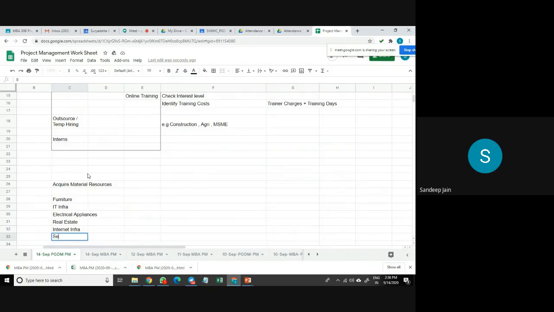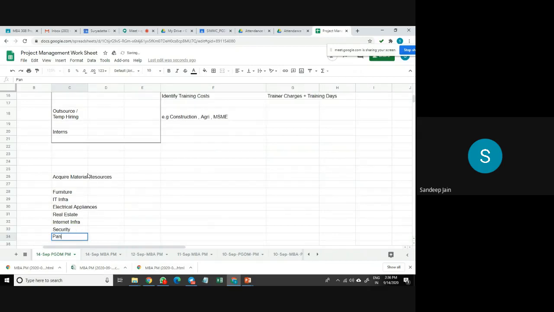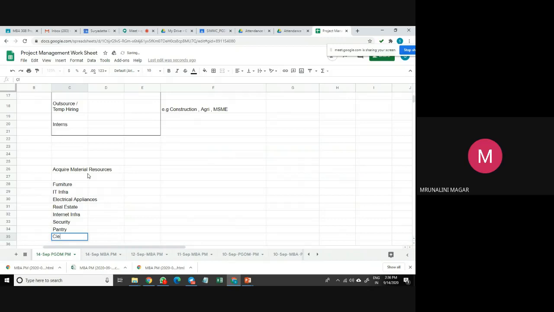You need. So the list can be a little long, but we can wind it up here. You need security, and you need cleaning stuff. There might be cleaning, security, pantry, cleaning.